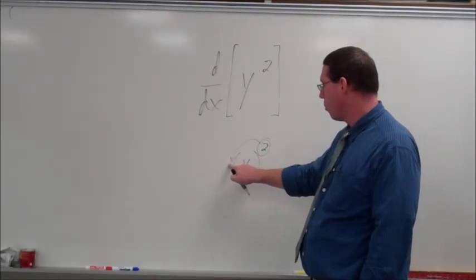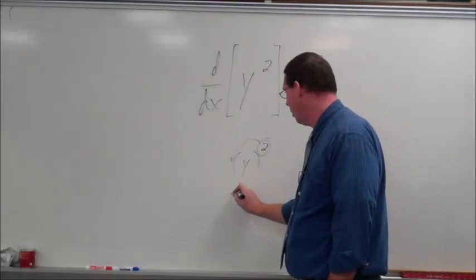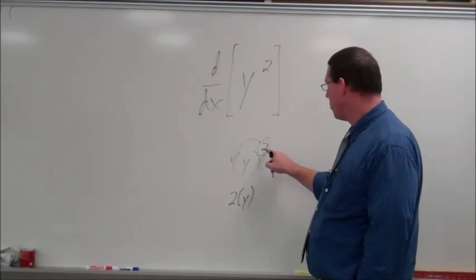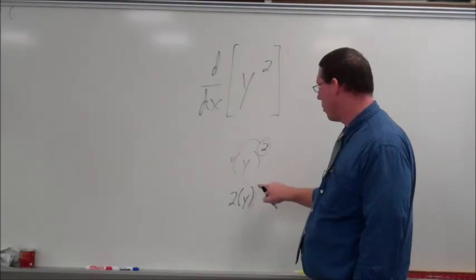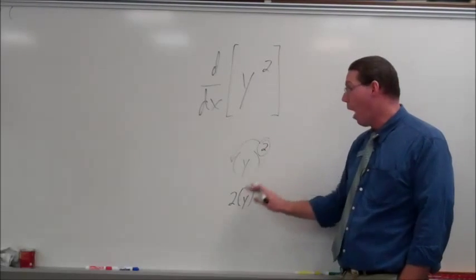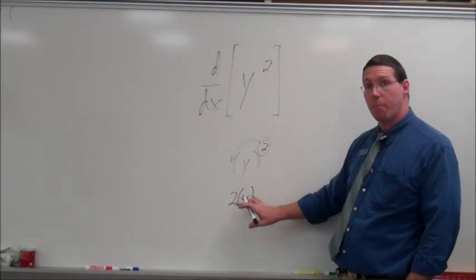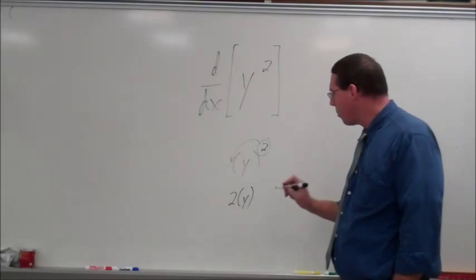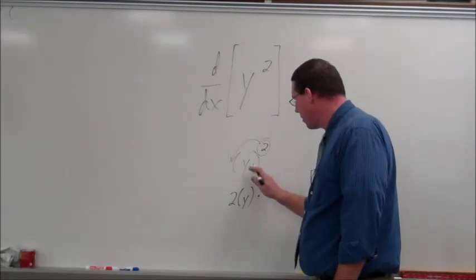2 times, there's a 1 here. 2 times 1 is 2. Then we're going to leave the inside unchanged and reduce the power by 1. So 2 minus 1 is 1. So now we just have 2y. This is the part of the chain rule where we just do the derivative of the outside. And now we're going to multiply by the derivative of the inside.